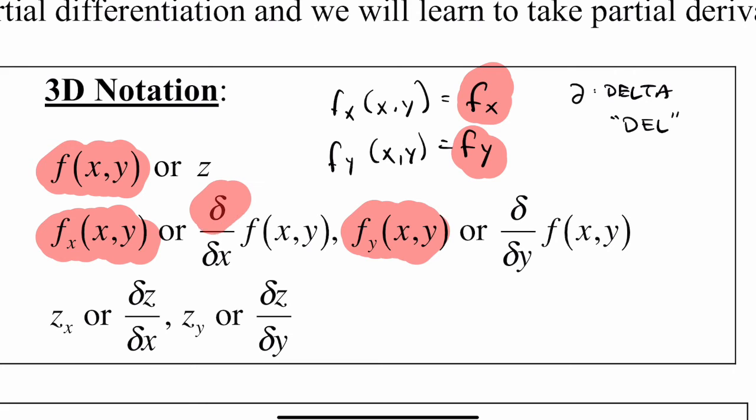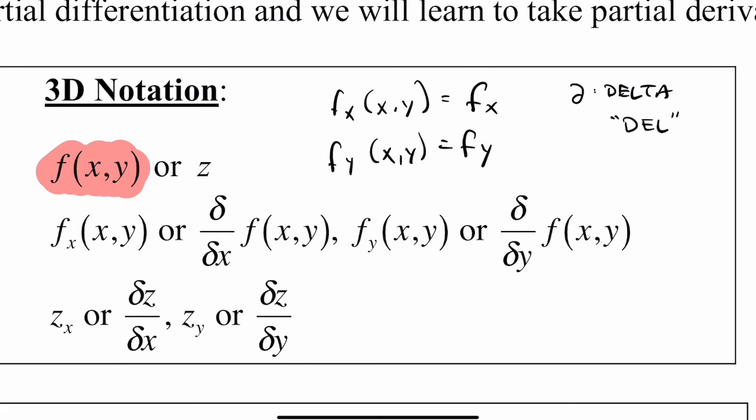So if you're reading this to yourself or to someone else, you could say delta delta x of f of xy, or you could shorten it and say del del x of f of xy. So this one over here would be del del y of f of xy. To me, it's a lot easier to write, read, and to say fx or fx of xy and fy or fy of xy. So these are the notations you'll see me use most often for partial derivatives.